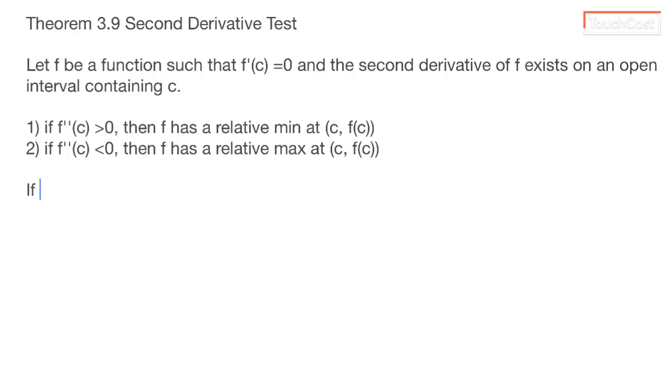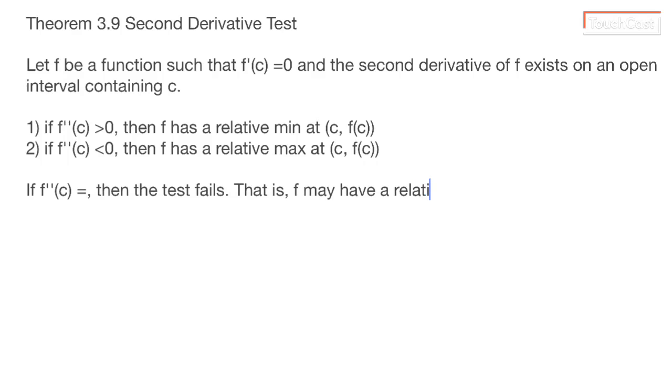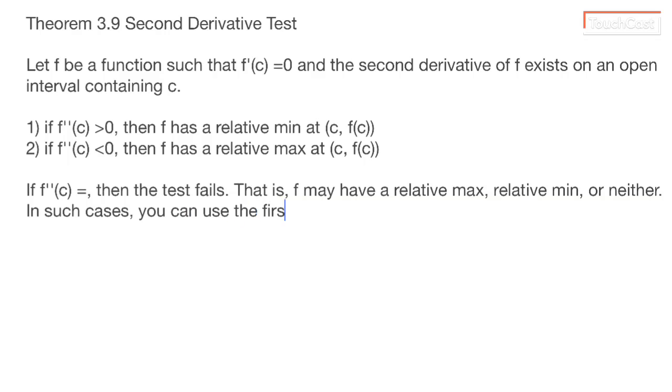And we continue by saying if the second derivative at c is equal to 0, then the test fails. That means f may have a relative maximum, could have a relative minimum, or it might not have either. In such cases, you can use the first derivative test, which we looked at in the last set of videos.